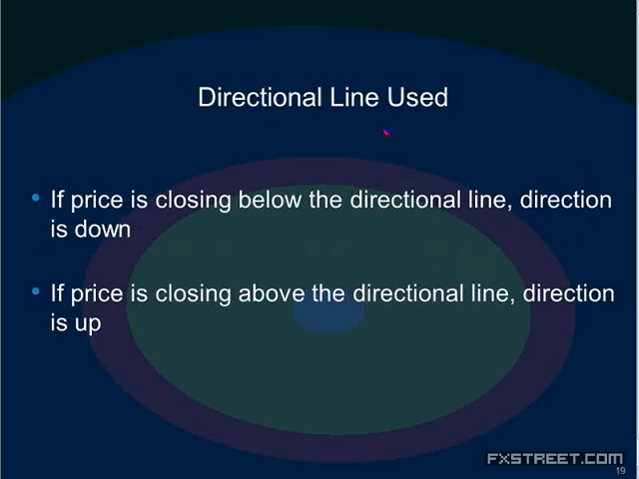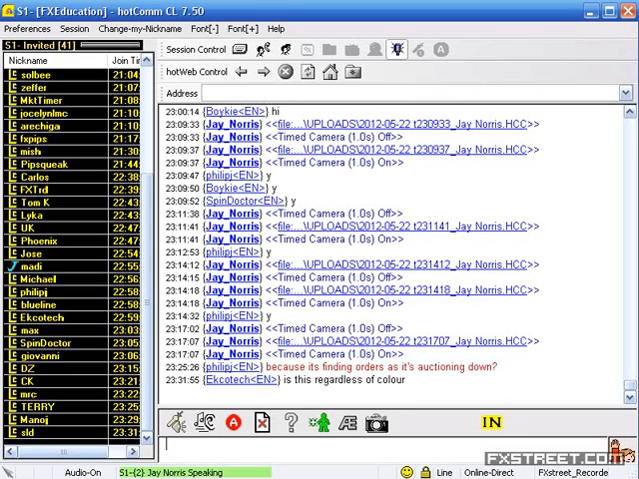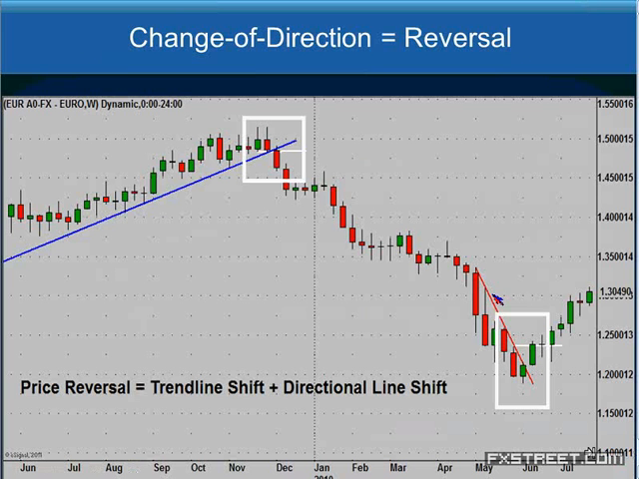Directional line used. Hey, keep it very simple. If price is closing below the directional line, direction is down. If price is closing above the directional line, direction is up. We had a question there, is this regardless of color? I'm not sure how to answer that. Maybe in the demonstrations that'll come back. But yes, we do color the directional lines different colors, and I'll show you that. Hopefully we have time to show you that. I want to stay on point.